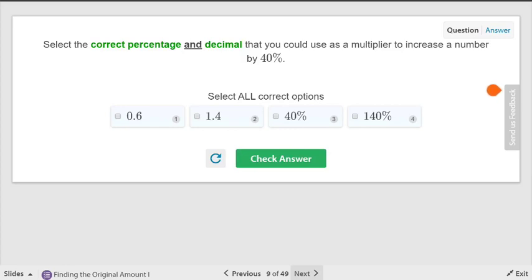Okay, do you think they'd both be correct? Correct percentage and decimal. Okay, yes. So you want both of them. So you want that one and that one.